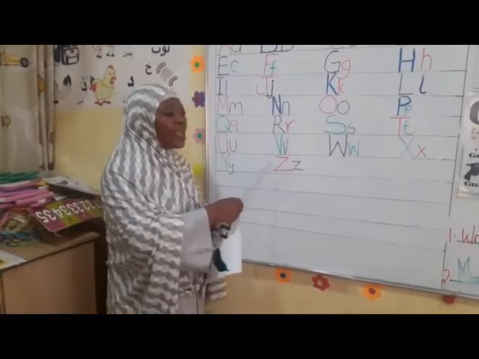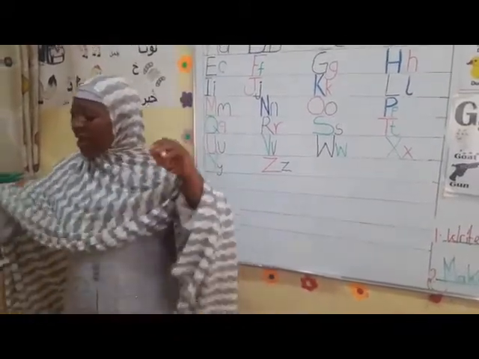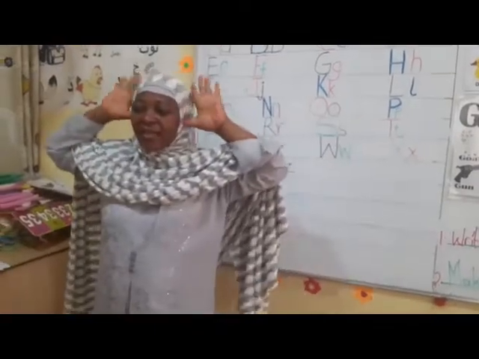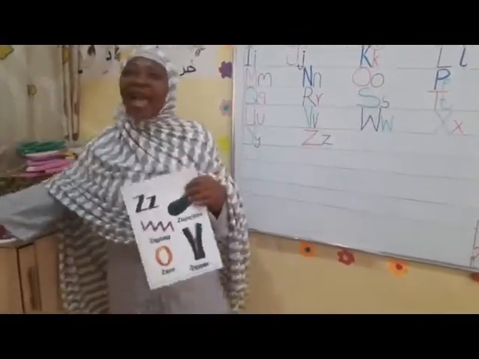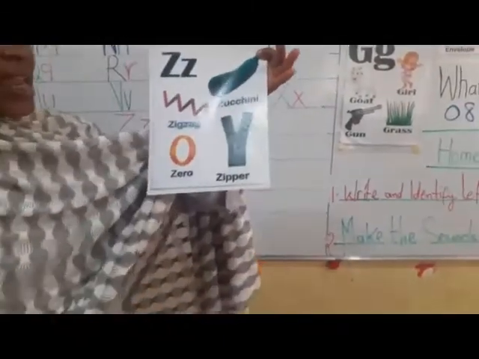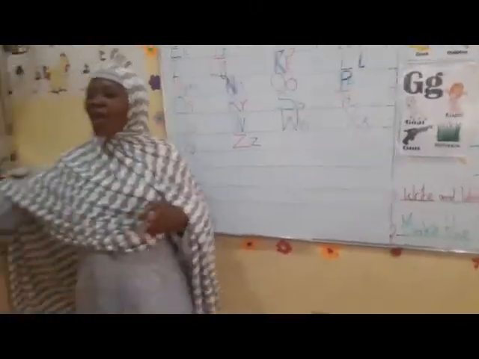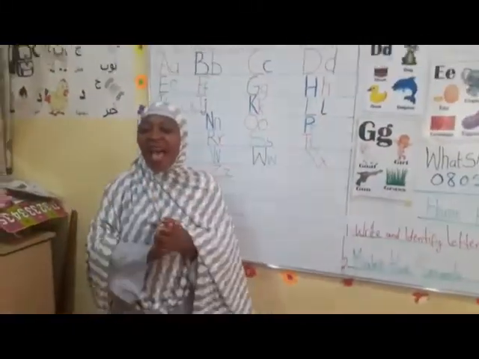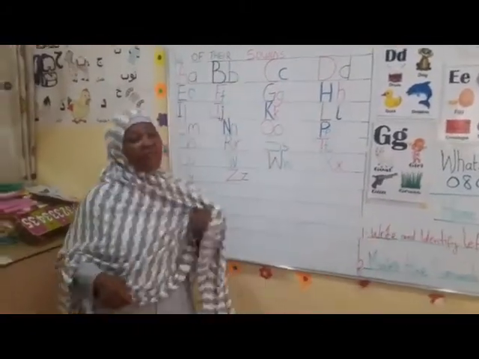Letter Z. How does it sound? It sounds Z. Can you all do it? As in zigzag. As in zebra. As in zip. And as in zero. Good. Mashallah for you. Tabarakallah. I trust you are all reading after auntie.